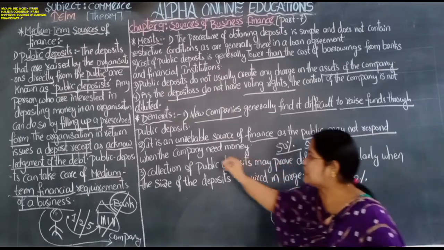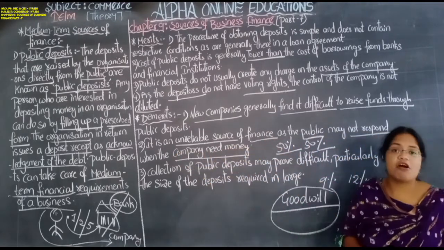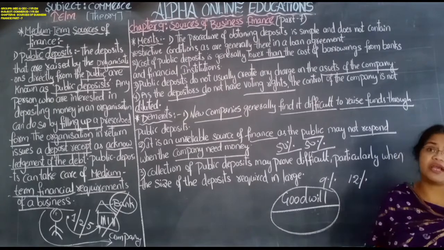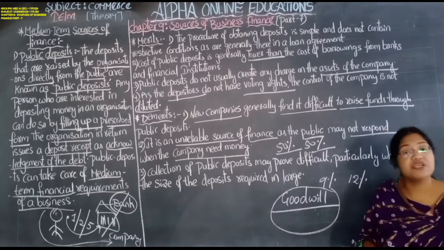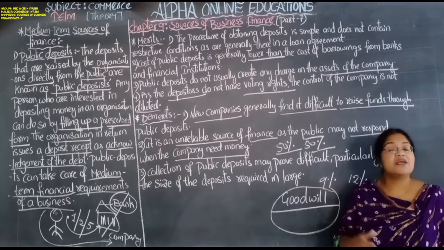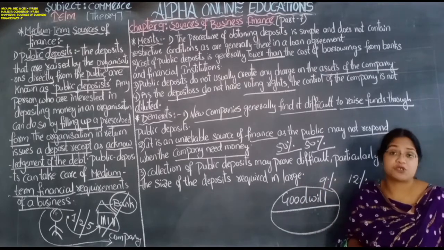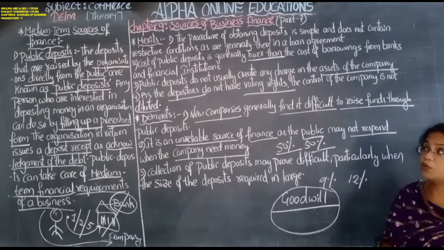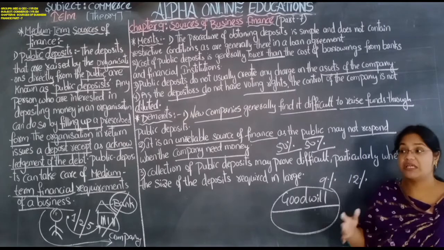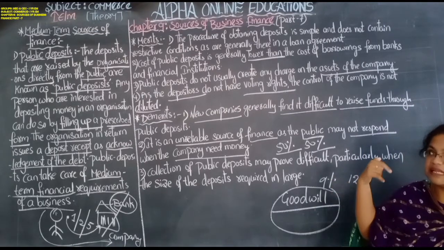When the company is in need of money, if the public is not responding, then what is the situation of the company? Just think once: if the company can't raise the fund from the public deposits, then it has to go for the second option of the medium term source of finance. What is that? That we will discuss in the next session.